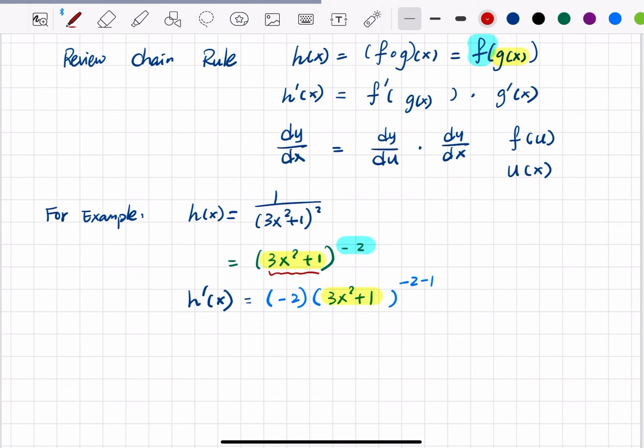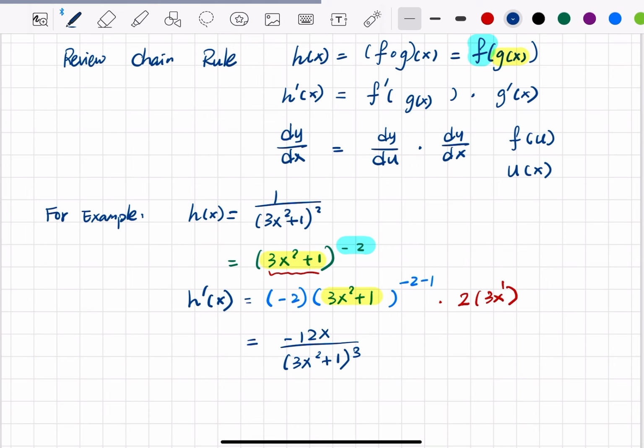So let's use the red. The derivative of the inner function, 3x squared plus 1, is 2 times 3x, or 6x to the first power. To combine everything and simplify it, we got negative 12x over (3x squared plus 1) to the third power in the denominator. Since we're not really focusing on the derivatives, we're not going to go into details. But this is the chain rule.